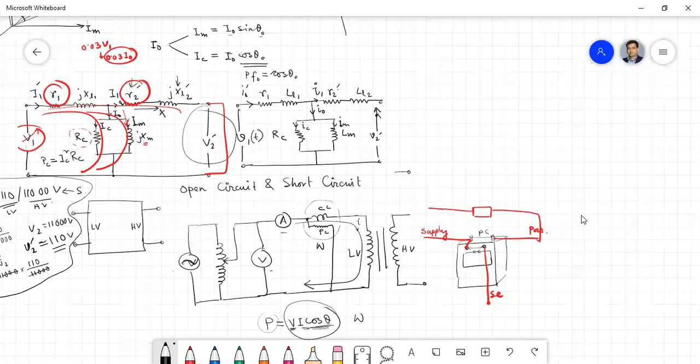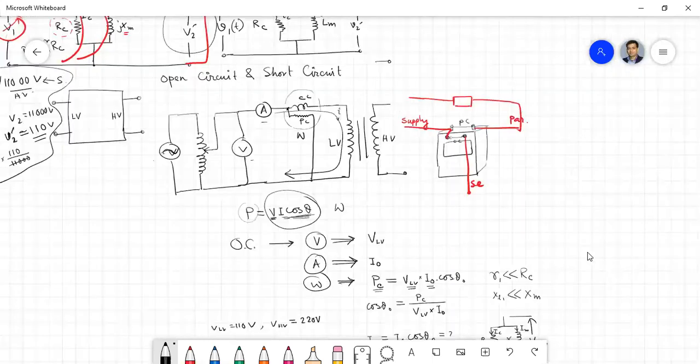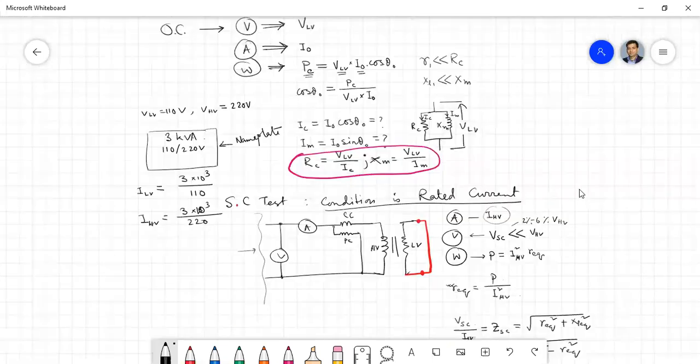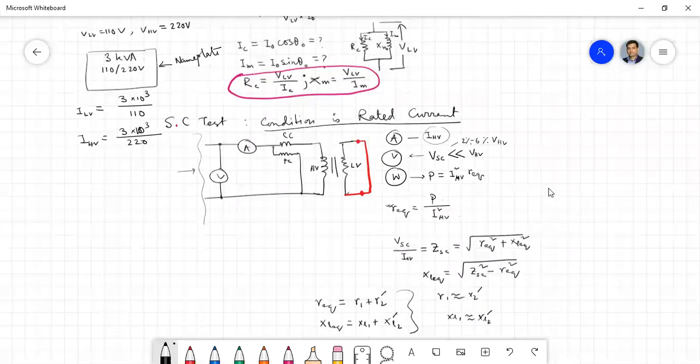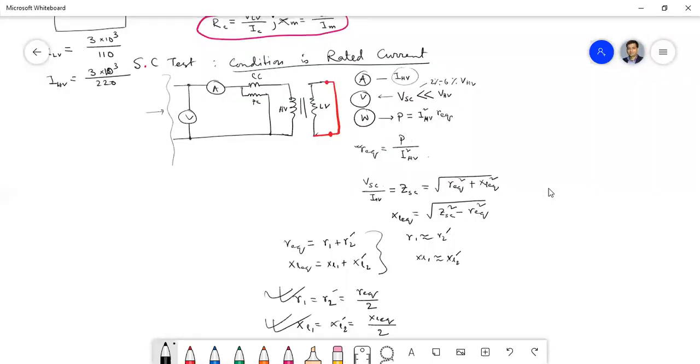Now, I also told you that the conditions for these two tests are different. The condition for the open circuit test is rated voltage, and for the short circuit test, it is rated current. So conditions are different. And the open circuit test is generally preferred to be done on the low voltage side, and the short circuit test is preferred to be done on the high voltage side. Okay, and I also explained why.